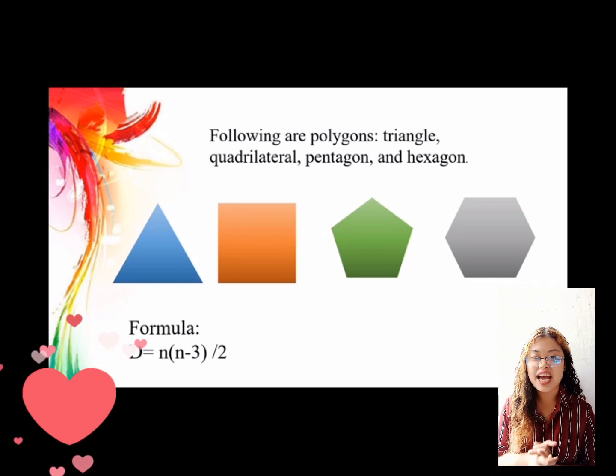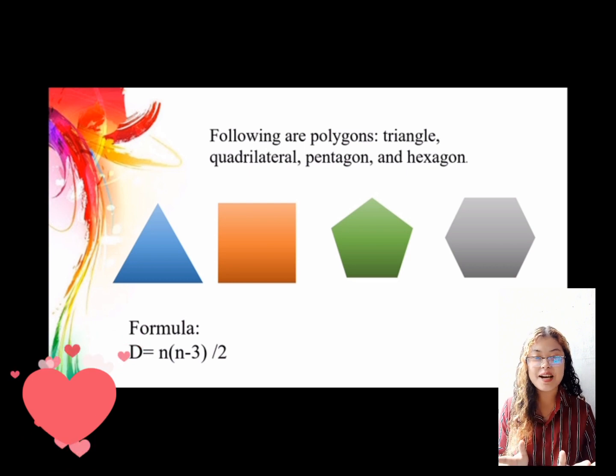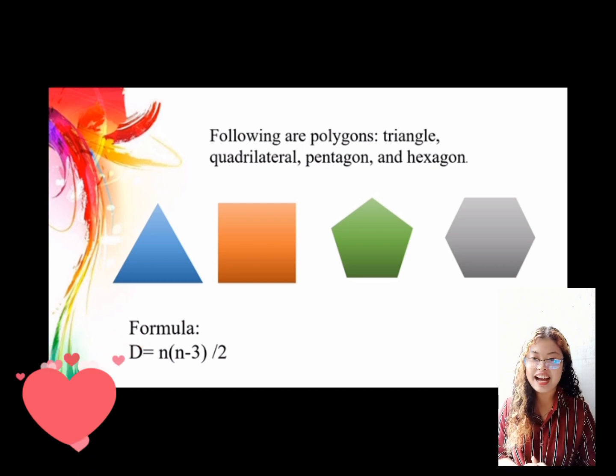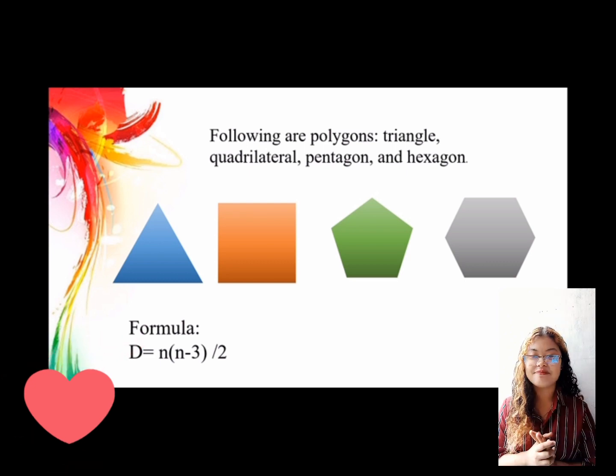The next one, we have the quadrilateral. Do you think a quadrilateral has diagonals? Again, I'll give you 2 seconds to answer. Time's up! Yes, you are right. There are diagonals in a quadrilateral. But how many diagonals can be found in a quadrilateral? Do you have an idea?